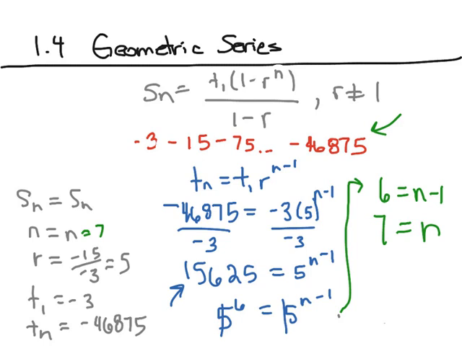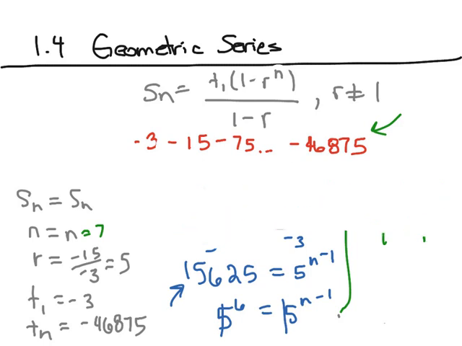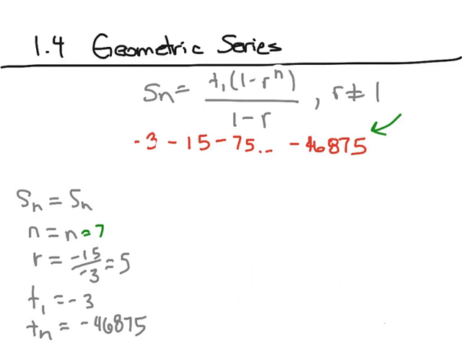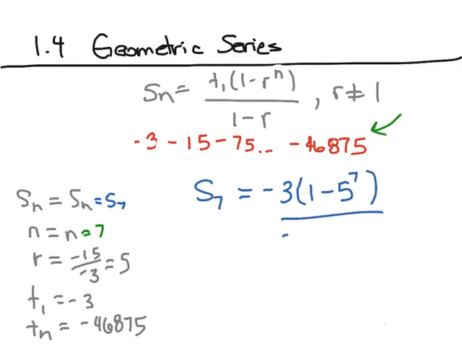Now we have enough information to solve for our sum. You can only ever have one variable missing. So S of 7 is equal to T1, which is negative 3, bracket 1 minus, your common ratio is 5, to the power of n, which is 7, divided by 1 minus 5. And if you type this all into your calculator, you should get negative 58,593.